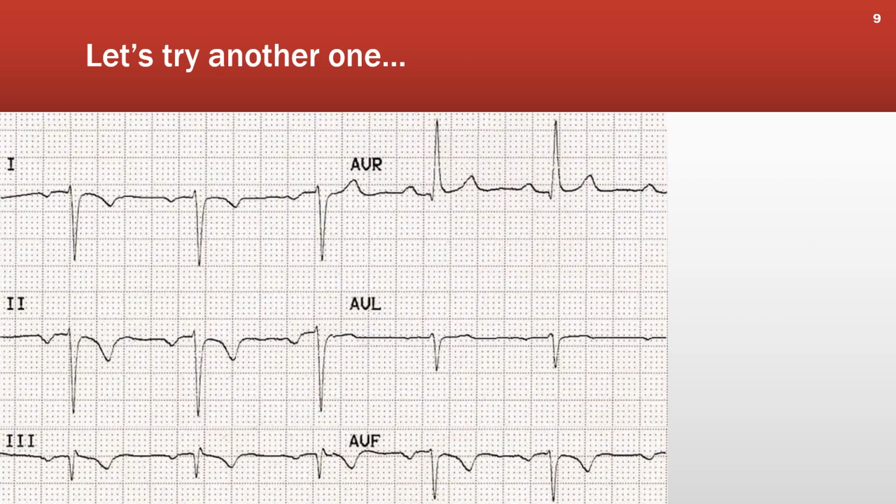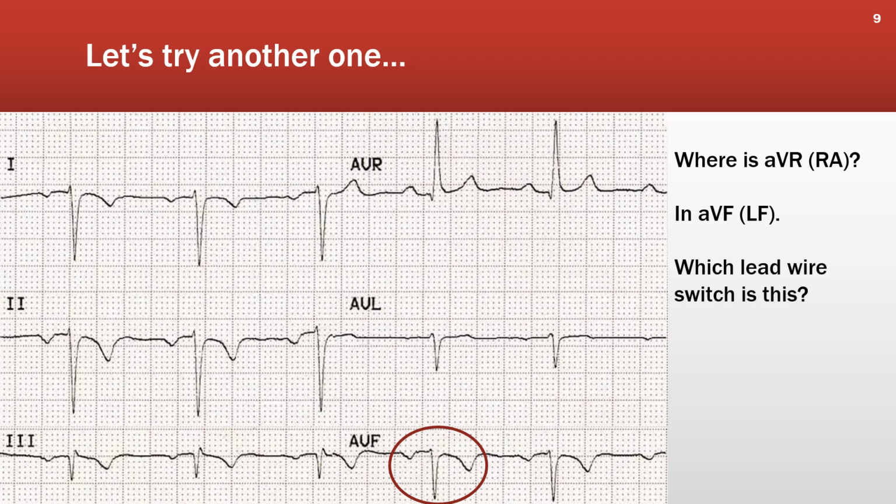Okay, let's try another one real quick here. Where is lead AVR, the right arm electrode wire? Well, we find it in the space reserved for lead AVF, or the left foot or left leg. Now, which lead wire switch is this? It's a right arm, left foot lead wire switch or interchange, sometimes called a right arm, left leg lead wire interchange. Same thing. And why do we call it that? Well, number one, the right arm electrode wire, which is lead AVR, is found in the space for lead AVF.